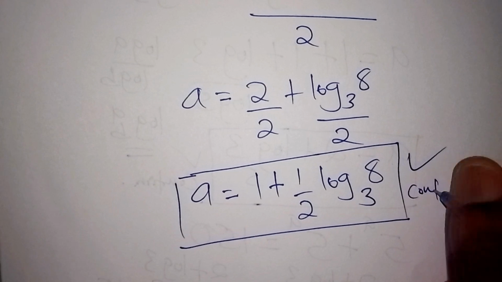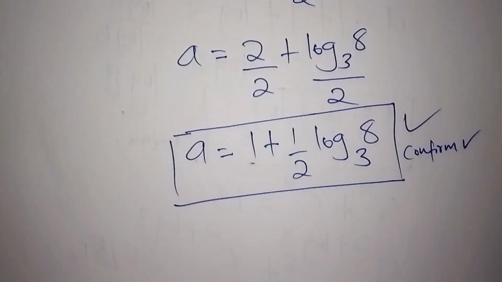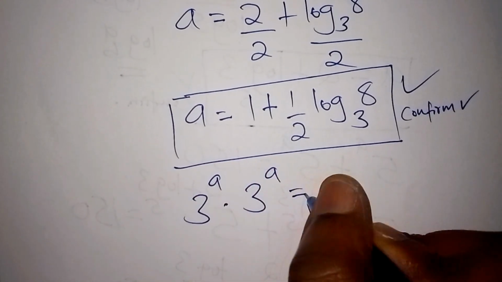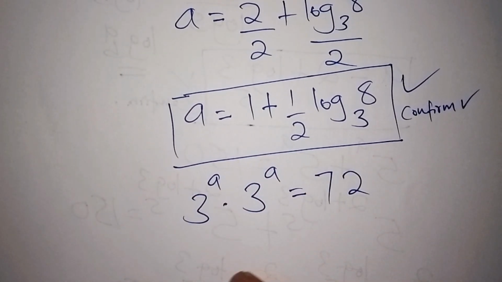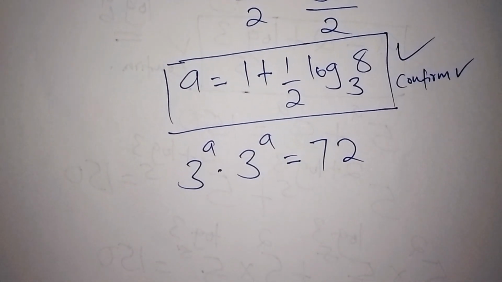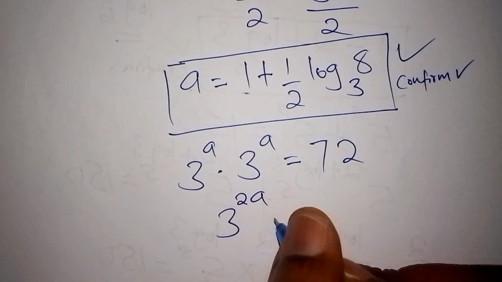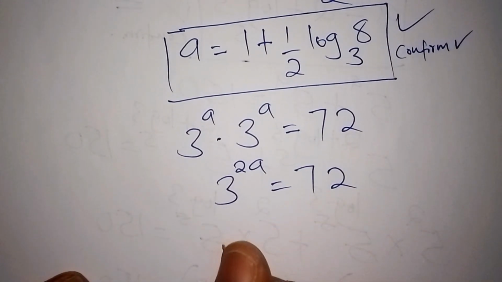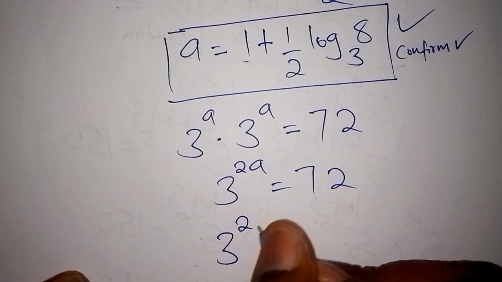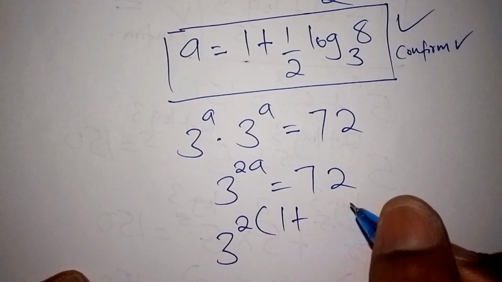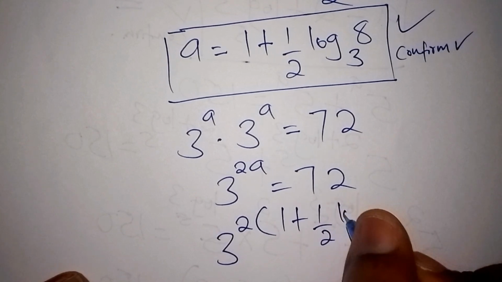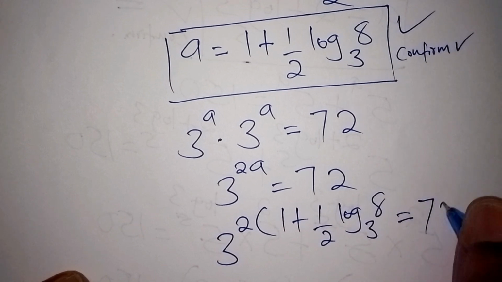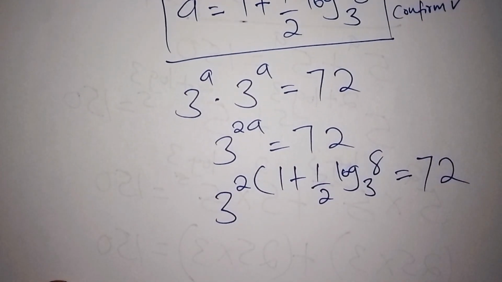So let's now confirm this maths problem very fast. So we had 3 to the power of A multiplied by 3 to the power of A is equal to 72. So we had worked out all of this by now having the answer as 3 to the power of 2A is equal to 72. So from here now we shall write it afresh by saying that 3 to the power of 2 into bracket, our A is 1 plus a half the log of 8 to the base of 3, all of them should give us 72. So how do you work out this maths problem?